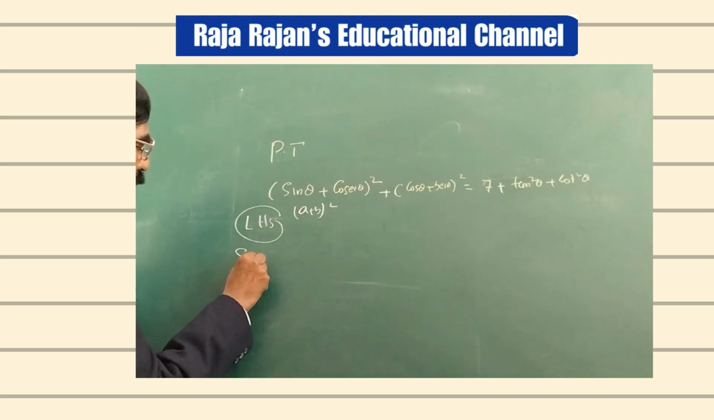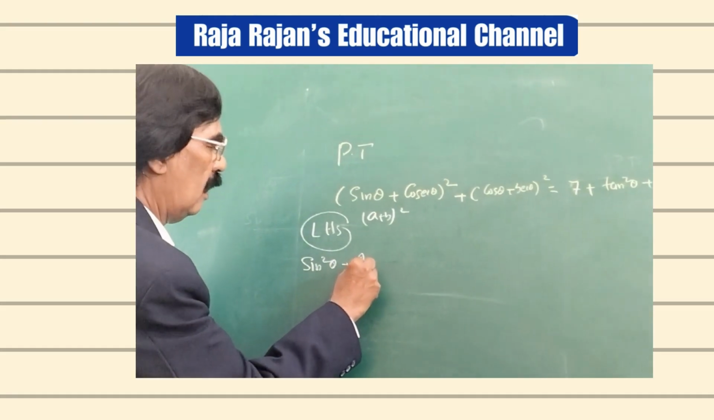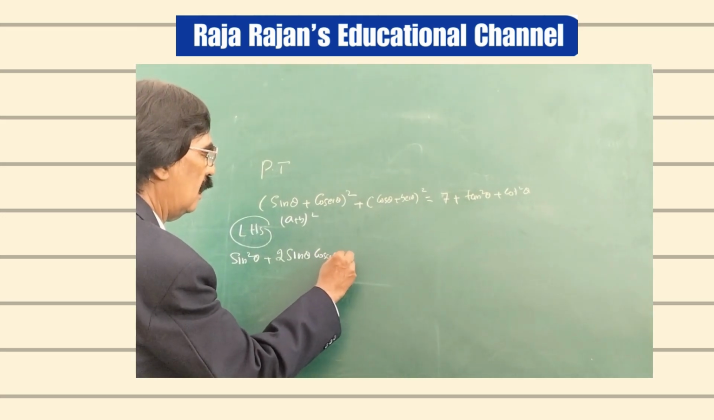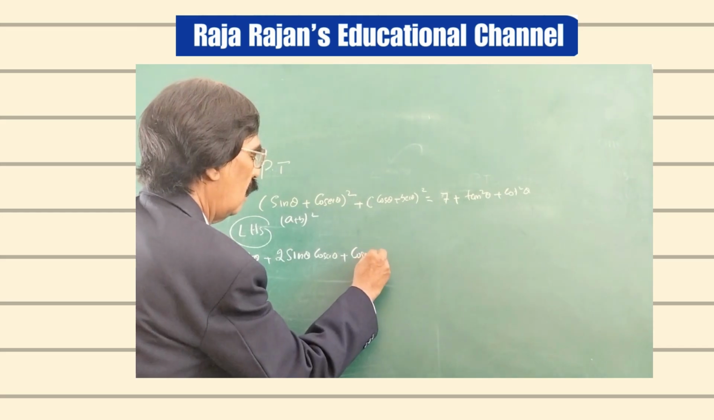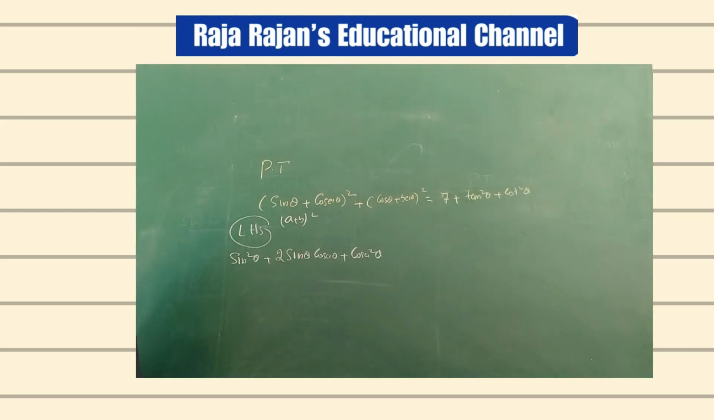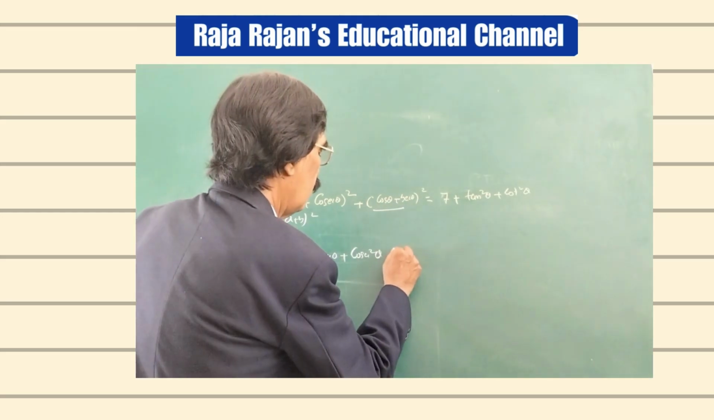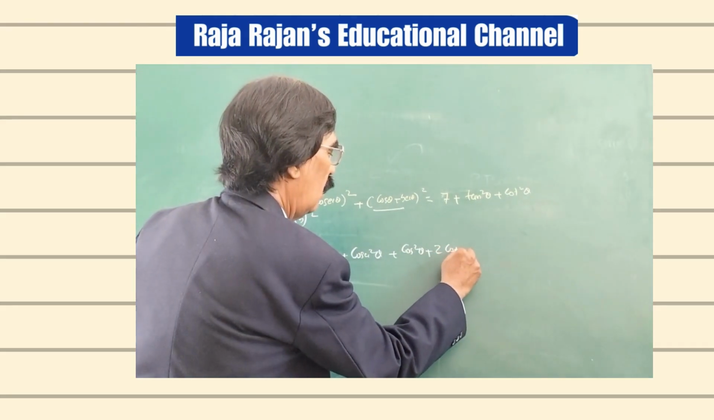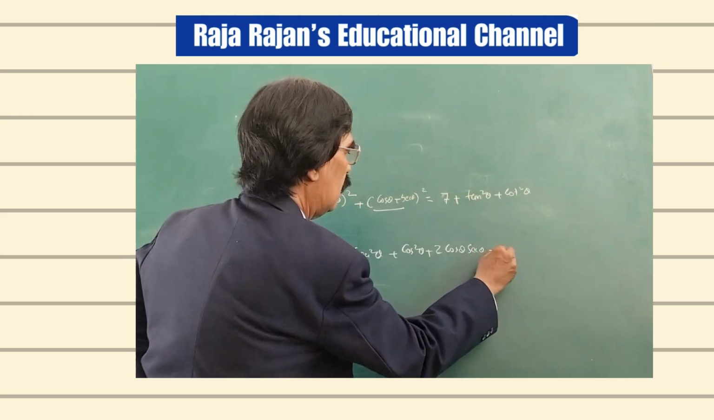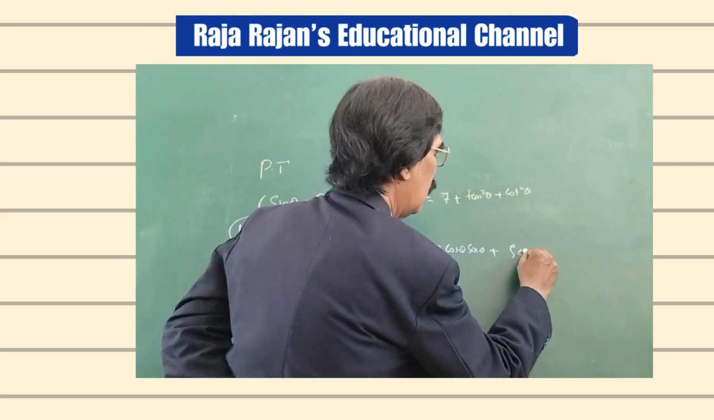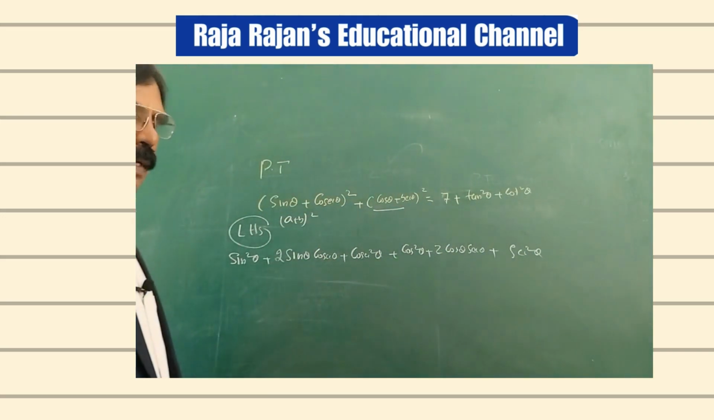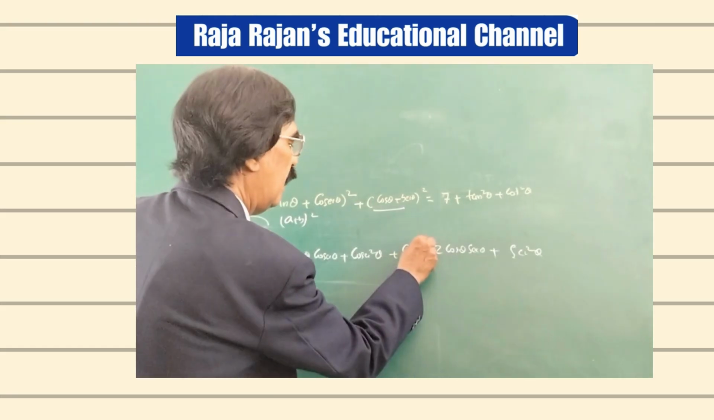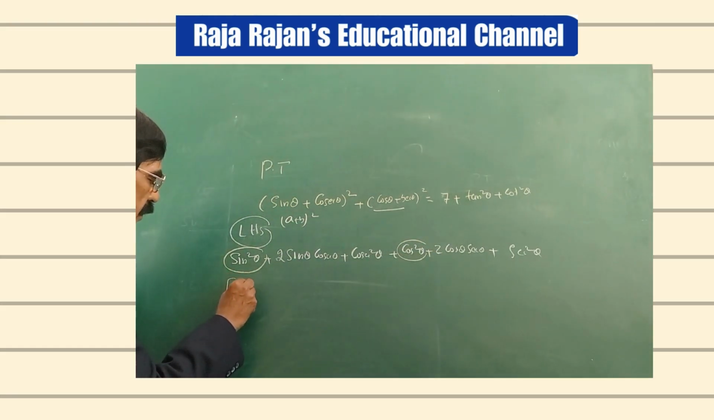Sin square theta plus 2ab, 2 sin theta cosecant theta, plus cosecant square theta, is it not? This again a plus b, look, cos square theta plus 2 cos theta secant theta plus secant square theta, right? Now listen, I take this sin square theta, I take this cos square theta combined.